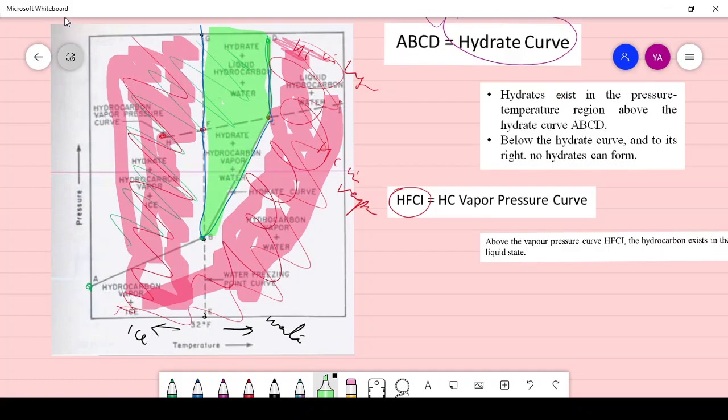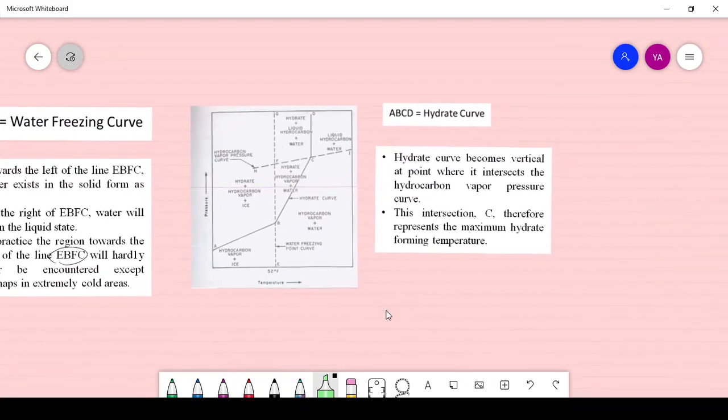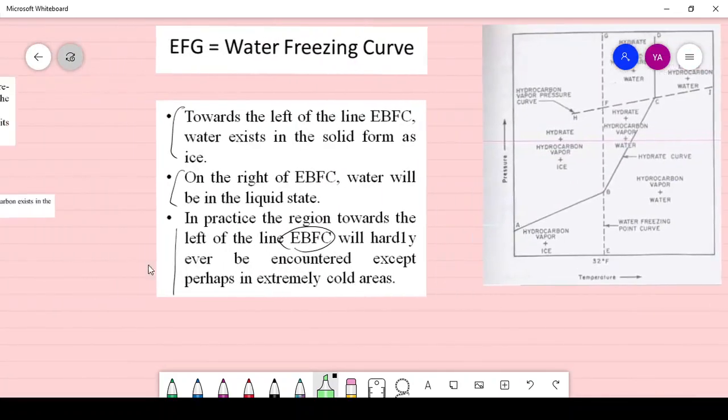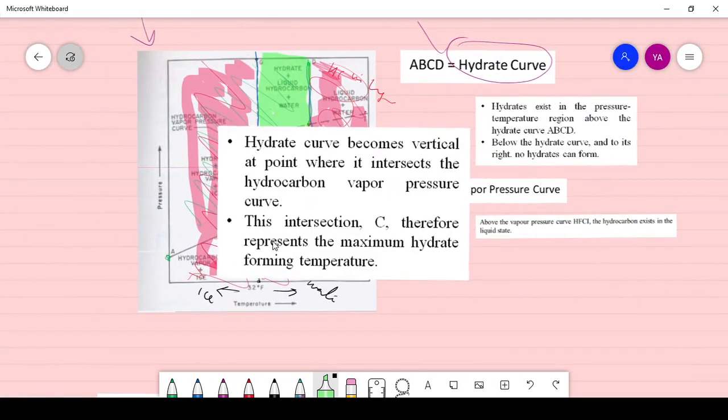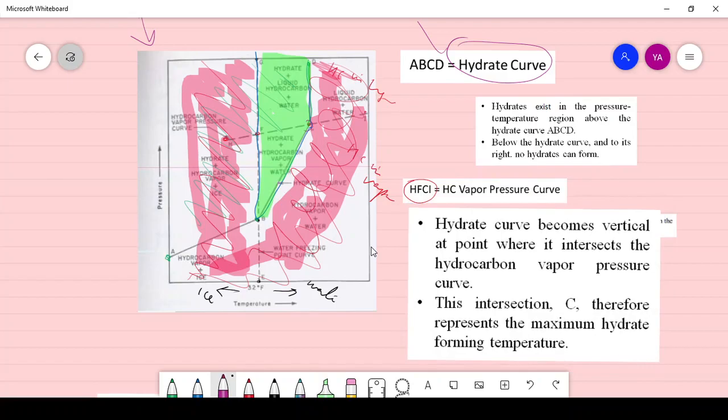If you concentrate on this region, you will find that the hydrate curve becomes vertical at this point, where it intersects the hydrocarbon vapor pressure curve. This is very essential. This point is a very important point. This intersection point, called the C point, therefore represents the maximum hydrate forming temperature.